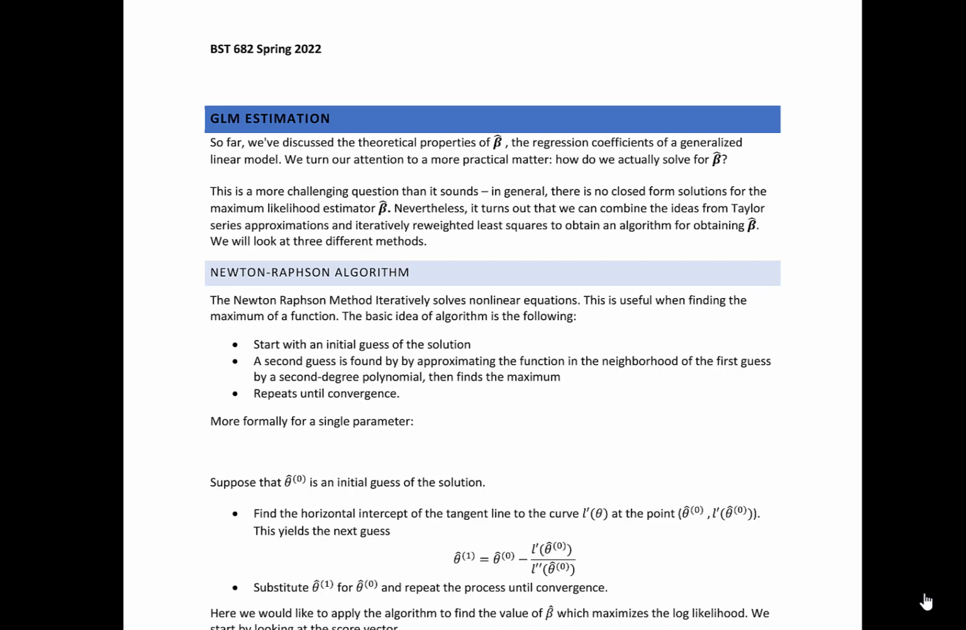And so we're going to look at 3 different methods here that could be used to estimate beta hat. Just for your information, you don't necessarily need it here because we've taken this high-level look at everything. But if you do want a review of a Taylor series approximation, I have included that at the end of the notes.